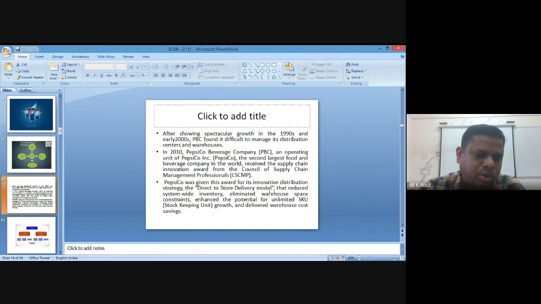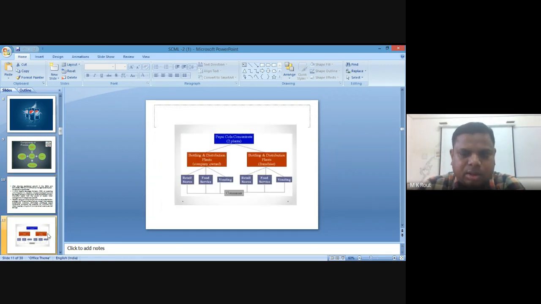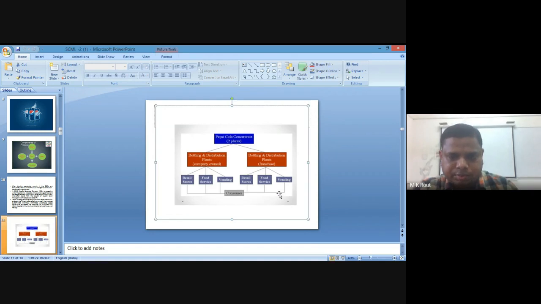But in case of Coke, they directly focused on a globalization strategy in the form of rural marketing. So that reduced system-wide inventories, eliminated warehouse space, enhanced the potential for unlimited stock keeping unit growth, and delivered warehouse cost savings. In this regard, they directly saved a huge amount of money. Moving to the next part, I will just enlarge the slide here.